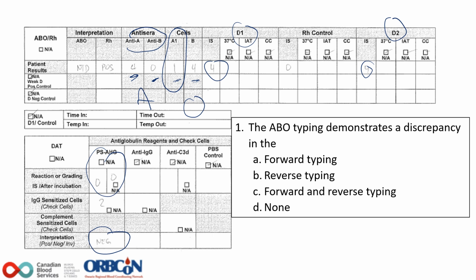And I think that's one of the most difficult things about an ABO discrepancy. You pick one of the two and then you work it up. You may be completely wrong and that's okay. But in this case, because the discrepancy appears to be most related to the A1 cell, we would say the reverse typing is discrepant.